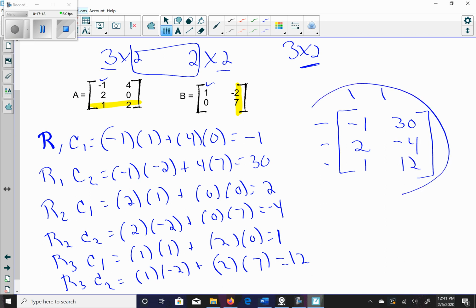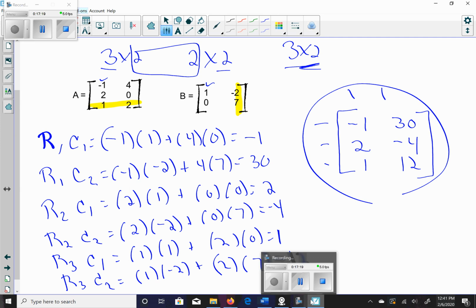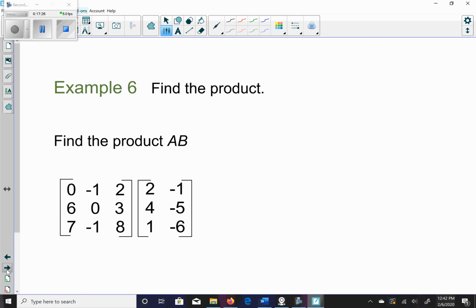And here's my final answer. Notice that it is a 3 by 2, which was what I was anticipating. Okay, this one, to find the product AB, just to check it, I have a 3 by 3. I'm multiplying it by a 3 by 2. These match. That's good. I'm expecting to get an answer of a 3 by 2.